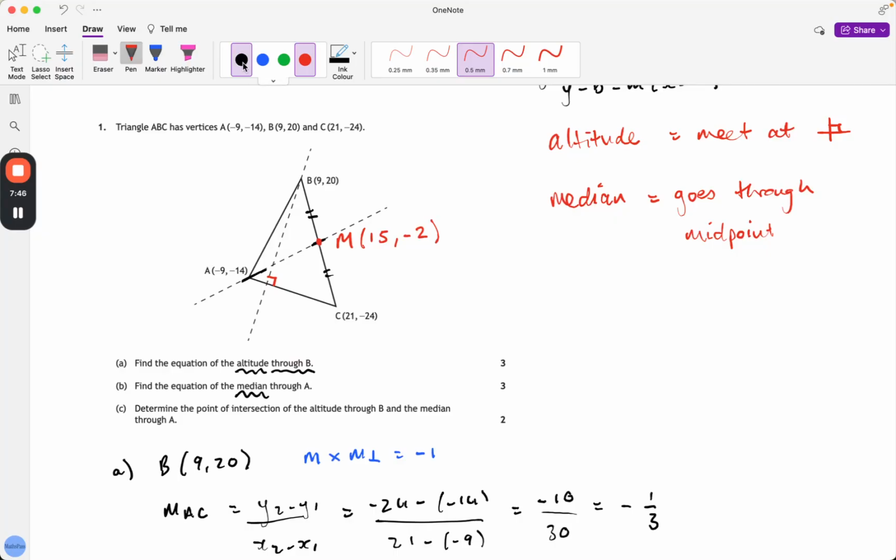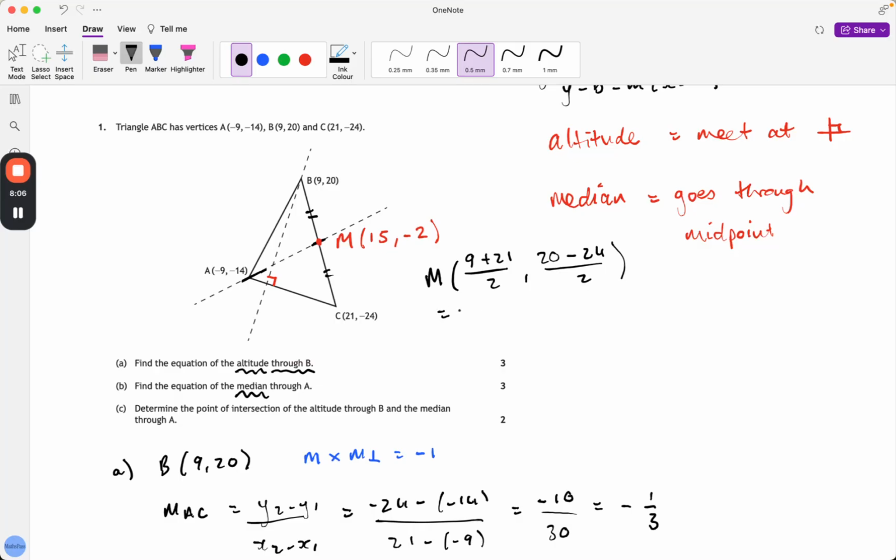If you want to use your equation instead though, what you can do is say that this midpoint M, I'll just draw up here, is just going to be the average of the two. So in your x's, it's going to be 9 plus 21, and you divide that by 2, and then for your y, you're doing 20 plus minus 24, which is just minus 24, over 2.